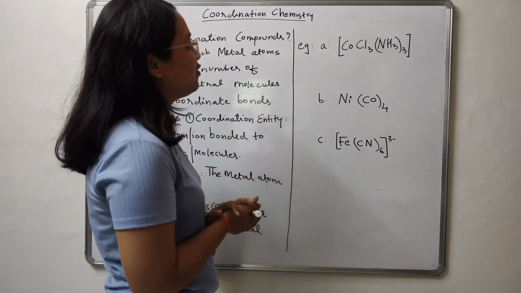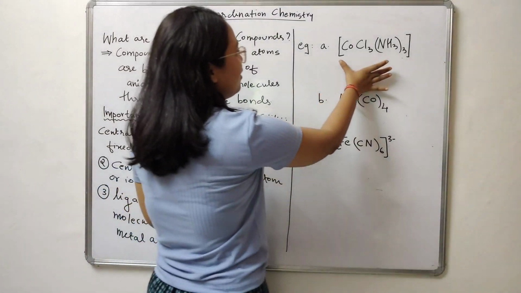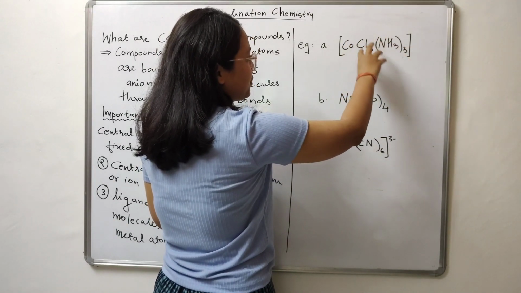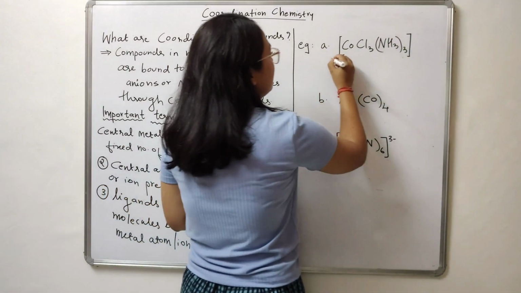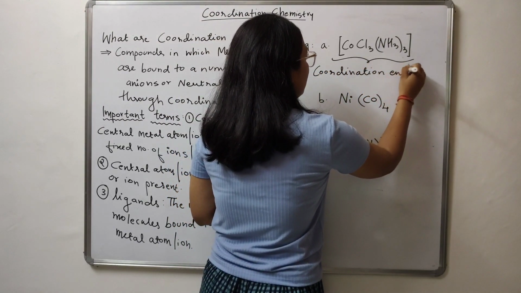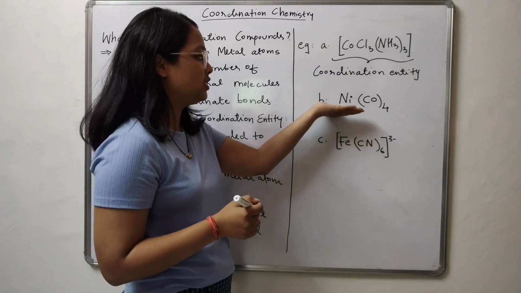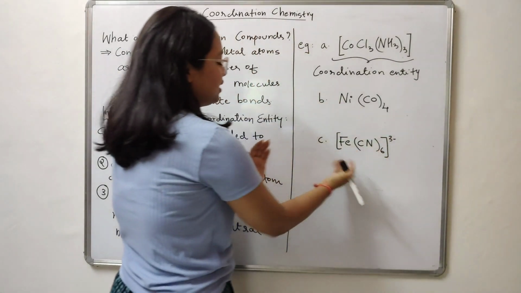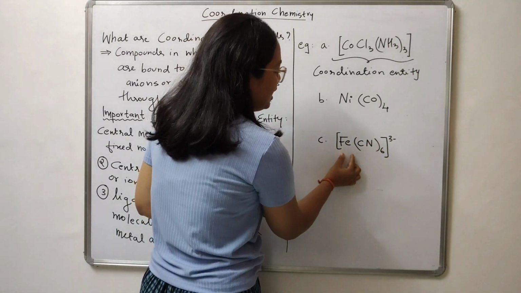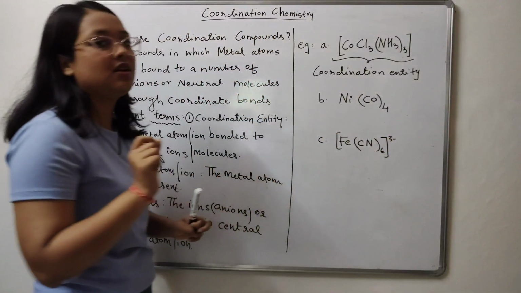The very first example which I have put over here is a complex of cobalt with chlorine and ammonia. This entire structure that we have, that is your metal atom along with the attached ions, the groups which are attached to it, is known as a coordination entity or the coordination sphere. Similarly, the second example is a carbonyl complex of nickel. This is also entirely a coordination entity. And the third example, which is a complex of iron with cyanide, is also a coordination entity. So you have the metal attached to a fixed number of neutral molecules or ions, and that represents the coordination entity.